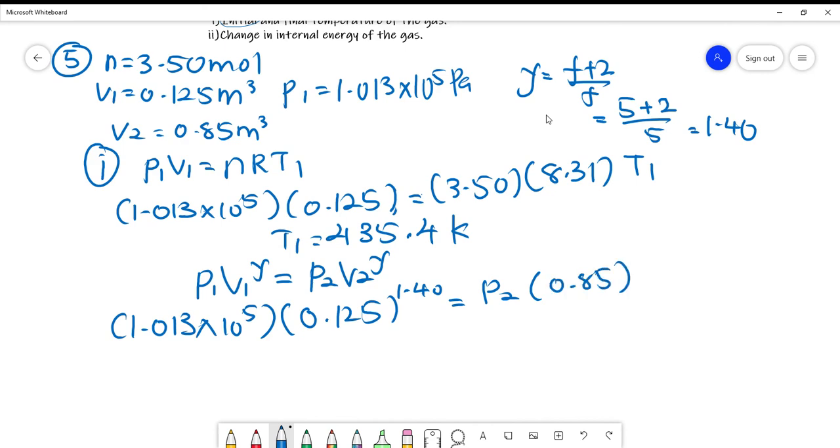So 0.125 to the power of 1.40 equals P2 V2 to the power of 1.40. So basically my P2 is 1.013 times 10 to the power of 5, times 0.125 to the power of 1.40, divided by 0.85 to the power of 1.40. So my second pressure is 6.920 times 10 to the power of 3. This is Pascal.